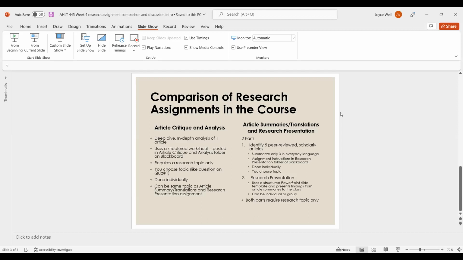And again, you choose your topic for both. The critique is solo, article summaries is solo, but you can do the presentation together if you find other students who are working on the same topic. So I hope this is helpful.